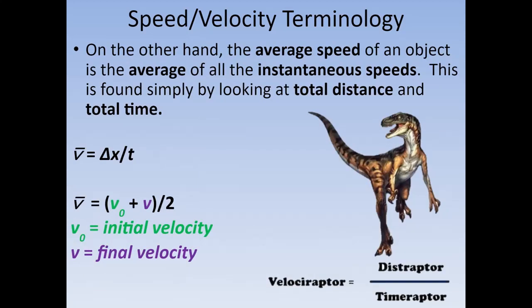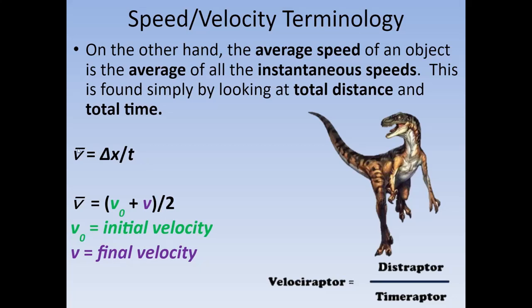The other type of speed is your average speed. So the average speed basically looks at the average of all the instantaneous speeds over the entire motion. Now, that would be insane to do in most problems. So we have two other ways of finding your average speed. The first is by looking at your total distance over total time. So if you want to find your average speed, you do your total distance divided by the total time, again, making sure that the units match.